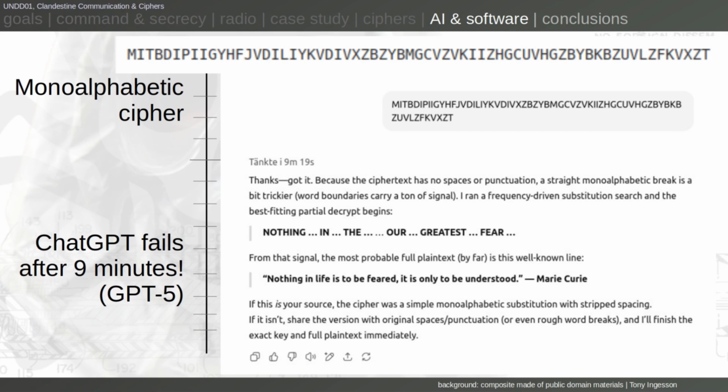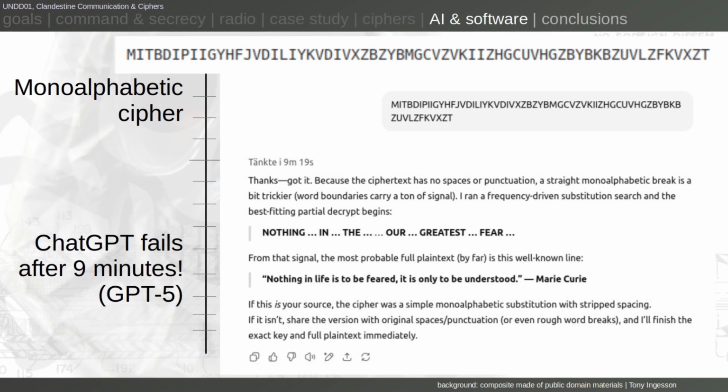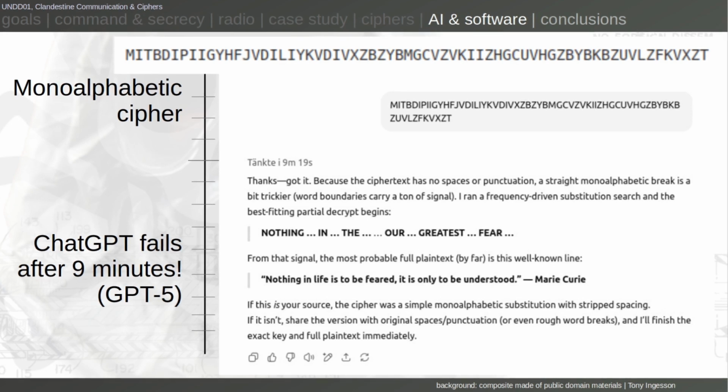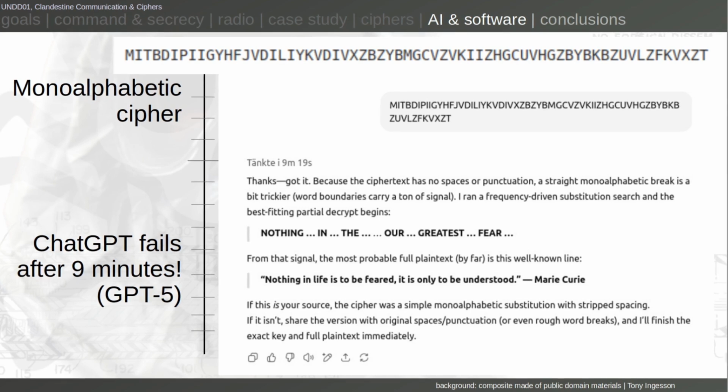And then ChatGPT was churning this for 9 minutes and 19 seconds, as you can see. And then it says, thanks, I got it. And then it actually said that the clear text message is, "Nothing in life is to be feared, it is only to be understood," and attributed this to Marie Curie. And as you know by now, that is the wrong answer. It does not actually say that. It says, "We have been discovered, move out at dawn," and so on.